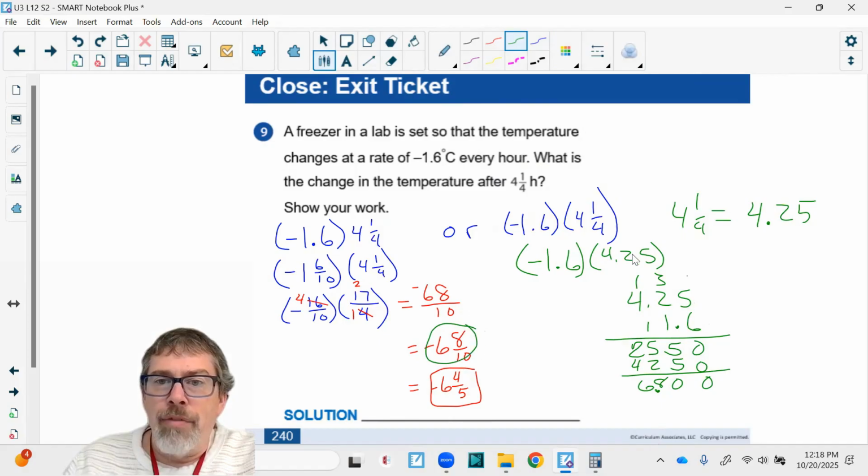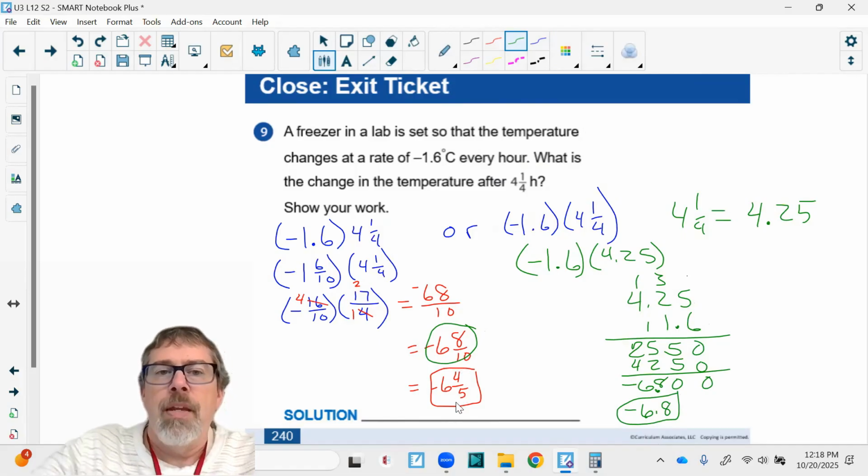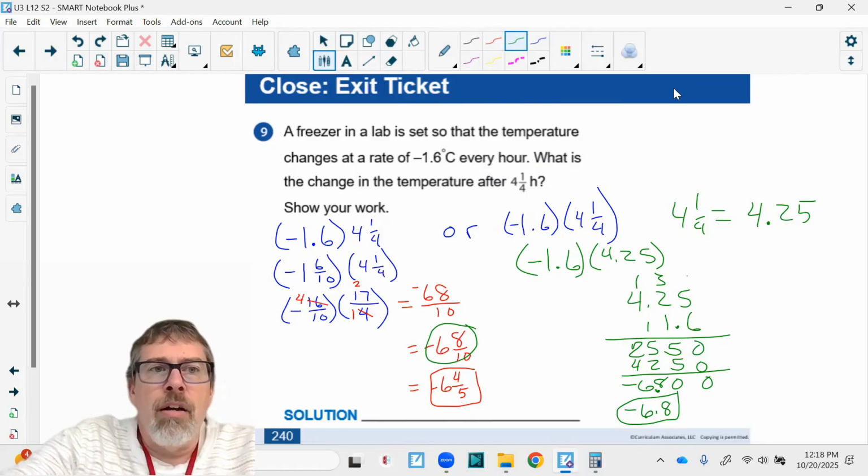Oh, by the way, negative times a positive is negative. So I get negative 6.8 if I turn it into a decimal, and that is the same as negative 6 8/10, or 6 4/5. Okay, that brings us to the end of session 2.